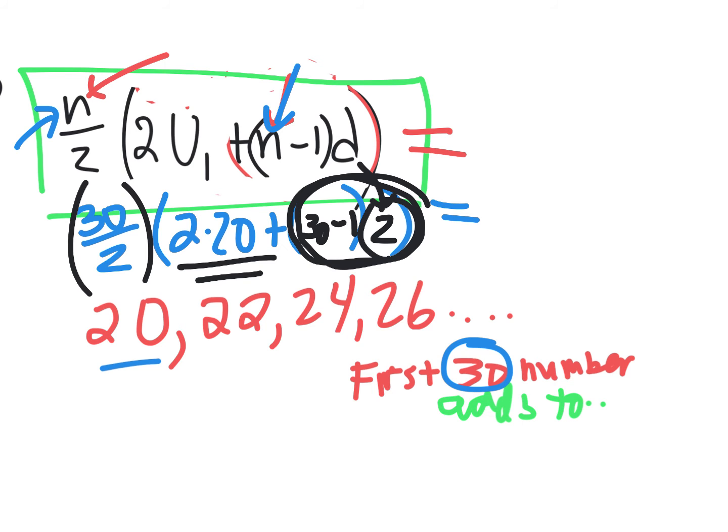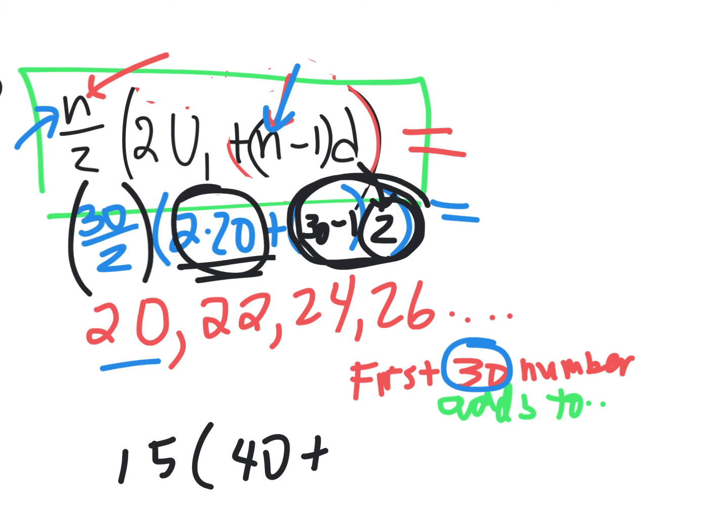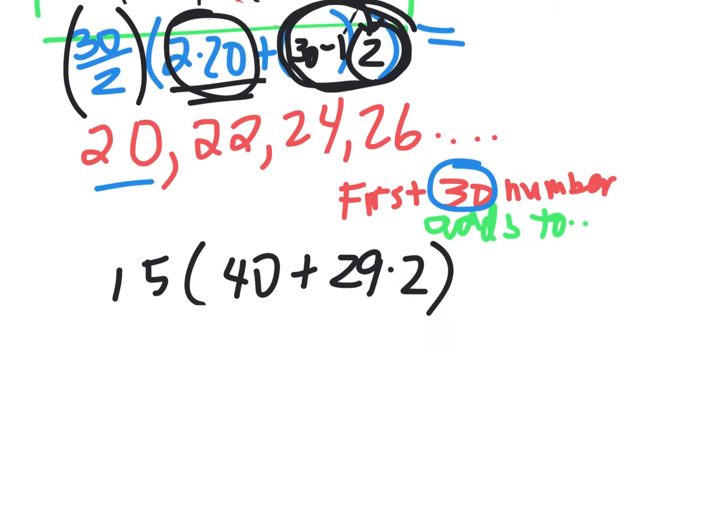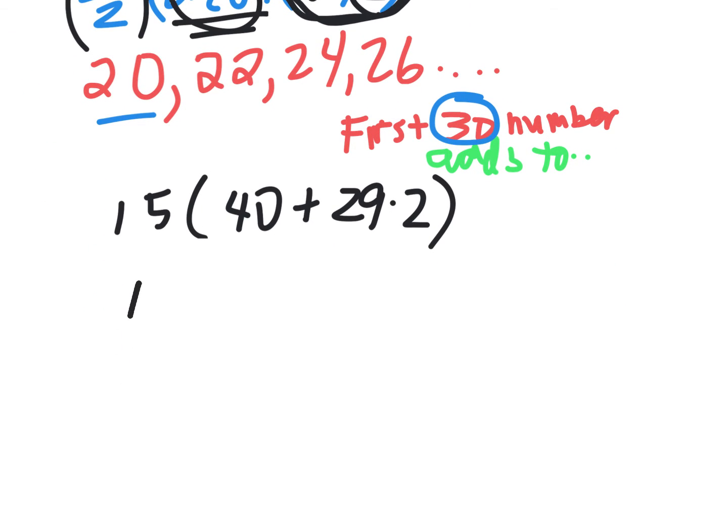What's 30 divided by 2? 15. 2 times 20? 40. 30 minus 1? 29. Times 2. We're getting close. 15 times 29 times 2 is almost 30 times 2. But that doesn't really work. I'd say it's 20 times 2 is 40. 9 times 2 is 18. 58. It was almost 60, right?